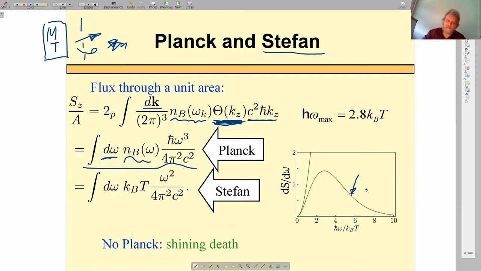Fine. This can be integrated. It gives a finite flux of black body radiation coming from a body. It is finite. But this is because of Planck, because he kind of conjectured that the function here is a Bose distribution.